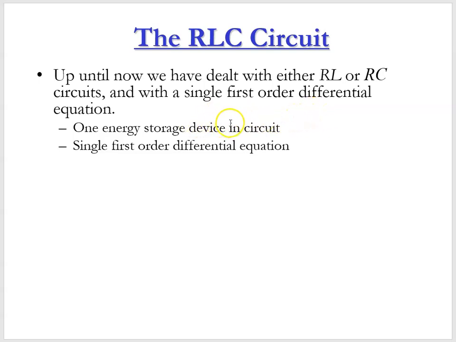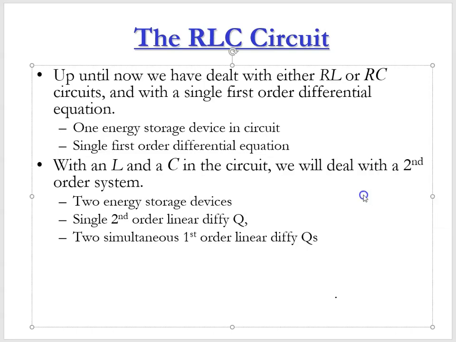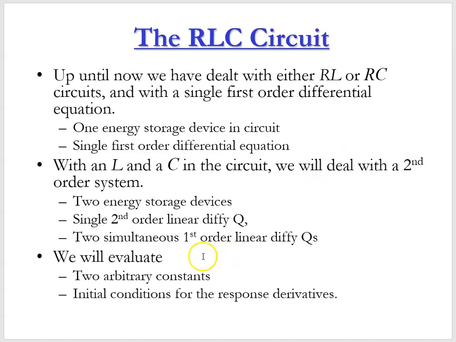So we had one energy storage device, and that's what gave us the single order differential equation. With both an inductor and a capacitor in a circuit, we'll have two energy storage devices. So we'll get either a single second order differential equation or two simultaneous first order differential equations, because we'll have two different derivatives, a di/dt and an integral or a dv/dt in the same circuit.